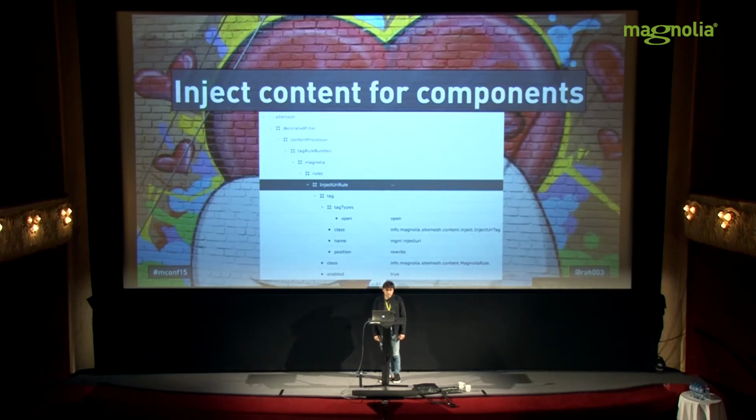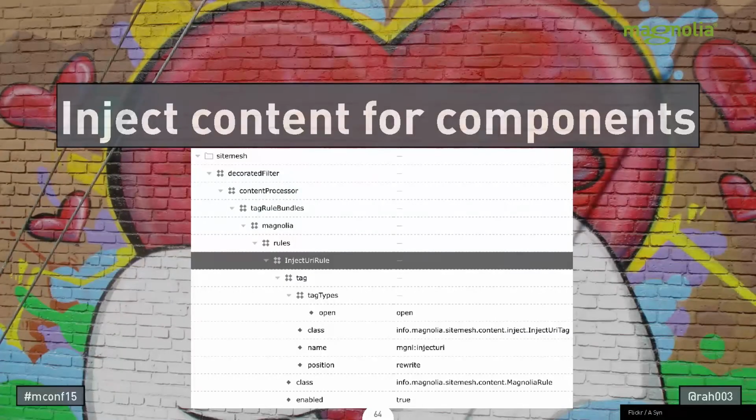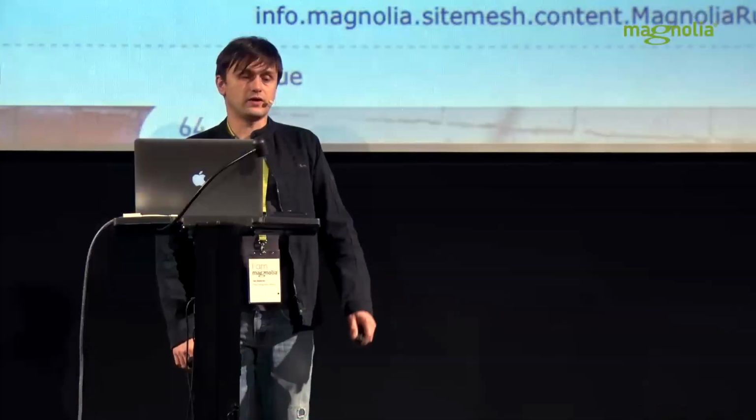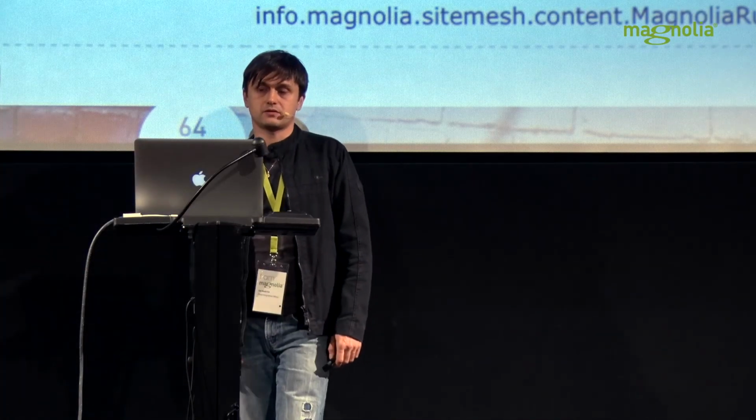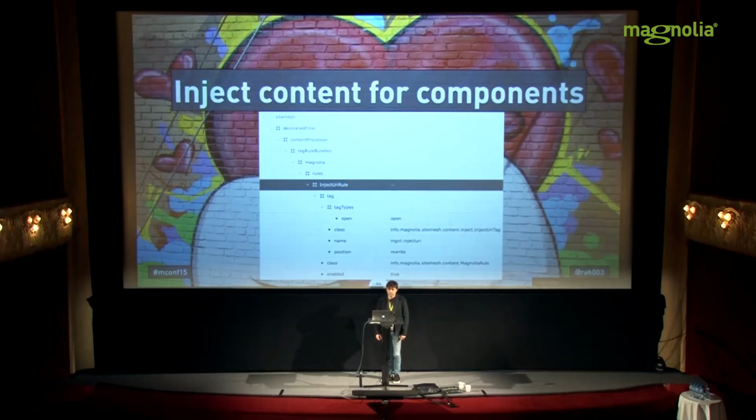And the rule which we have configured there is that we ask SiteMesh to look for the inject URI tags in the content and replace those tags with the personalized snippet, with the dynamic or separately rendered content.